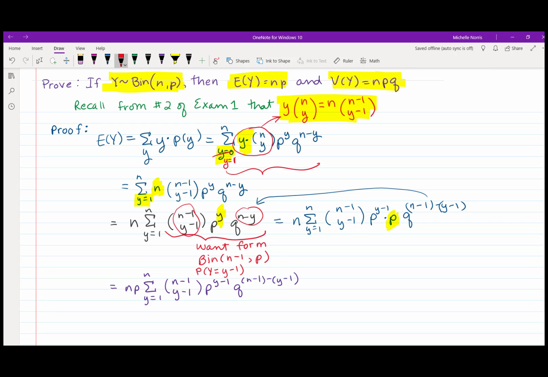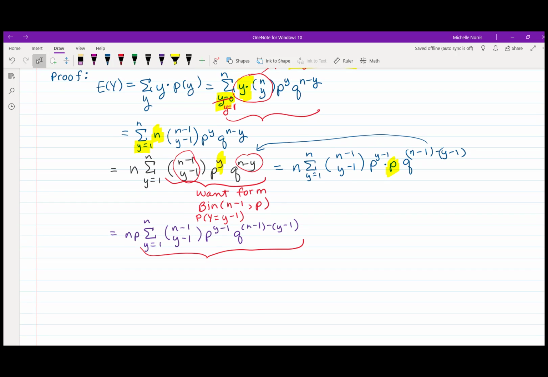And if you look at what we're summing really carefully, you'll recognize that it's summing from 0 to n minus 1 all the binomials in a binomial with n minus 1 trials and p probability of success. But let me re-index to make it really clear that that's what's going on. So let's re-index and let k equal y minus 1.